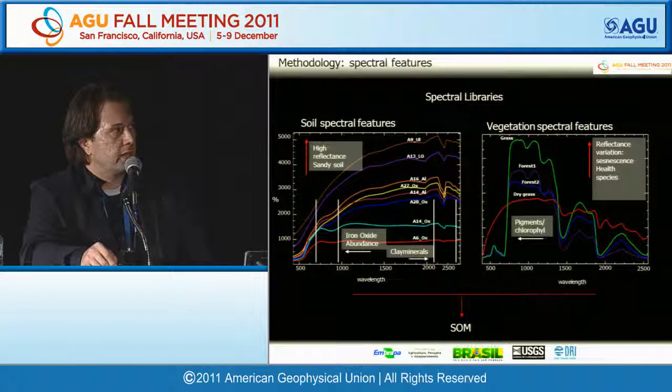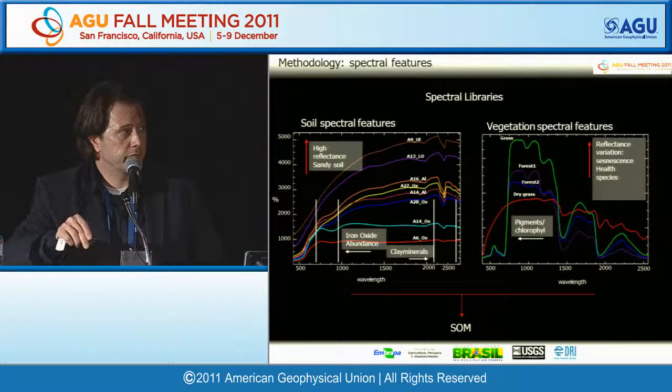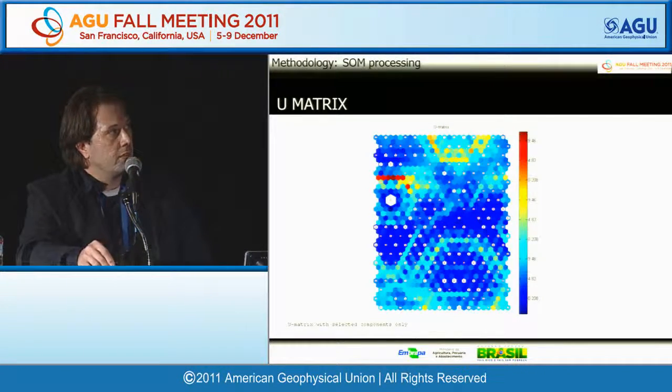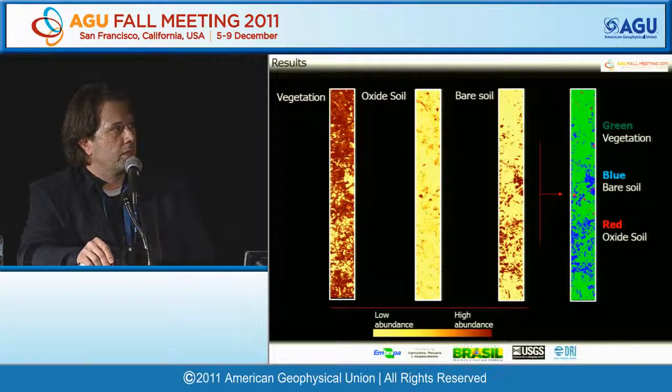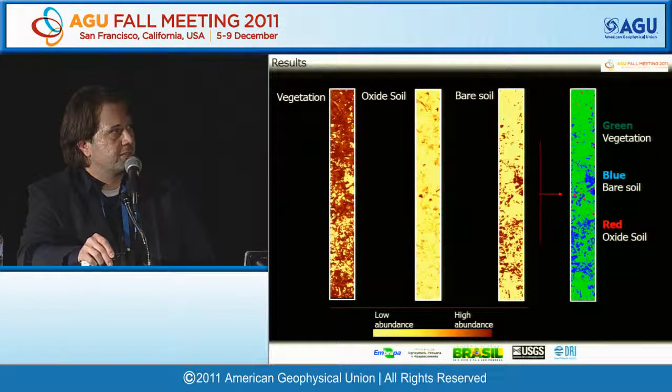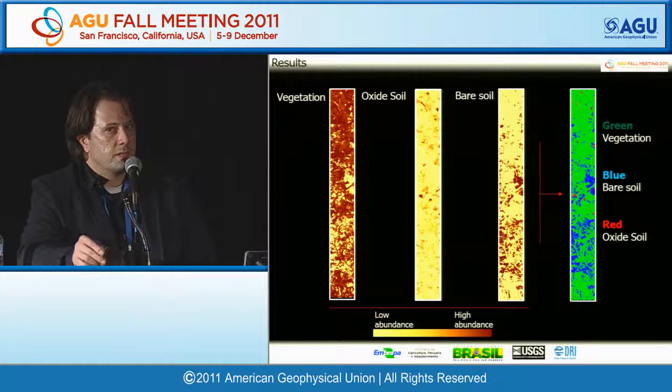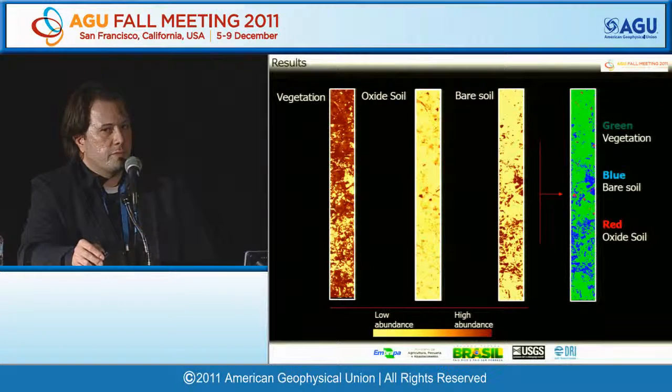Here I have vegetation, from forest with higher greenness to dry grass. Those characteristics were considered in the SOM procedure here. So in this picture we have 3 groups. Those 3 groups in the unified matrix mean exactly this: vegetation, oxide soil, and bare soil. So SOM can isolate vegetation, oxide soil, and bare soil without a lot of strong information about this area.